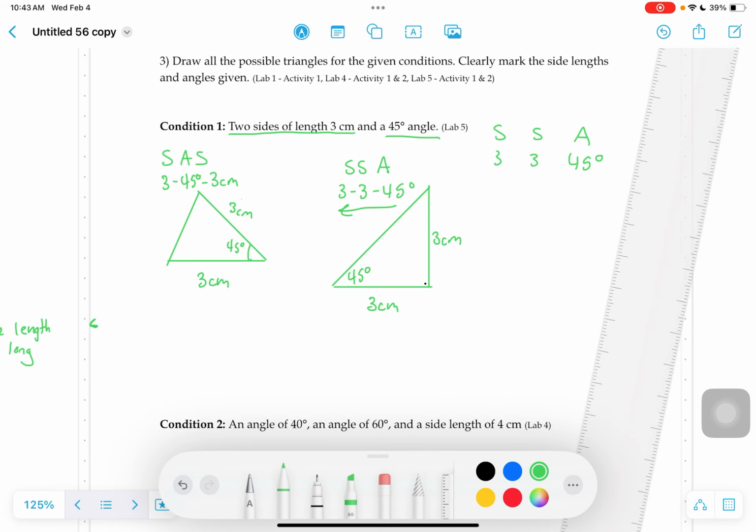Now, normally there would be another side, side, angle triangle. We would swap the order of the sides. But in this triangle, both of the sides are 3. So there's not another form of triangle that we can draw. So there are 2 triangles for this construction.